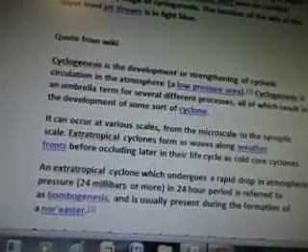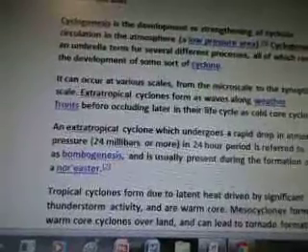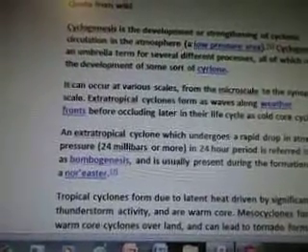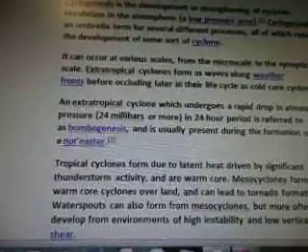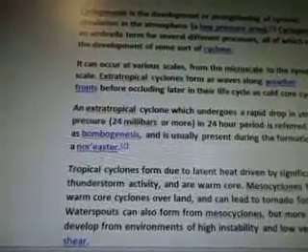Quote from Wiki: Cyclogenesis is the development or strengthening of cyclonic circulation in the atmosphere, a low pressure area. Cyclogenesis is an umbrella term for several different processes, all of which result in the development of some sort of cyclone. It can occur at various scales, from the microscale to the synoptic scale. Extratropical cyclones form as waves along weather fronts before occluding later in their life cycle as cold core cyclones.